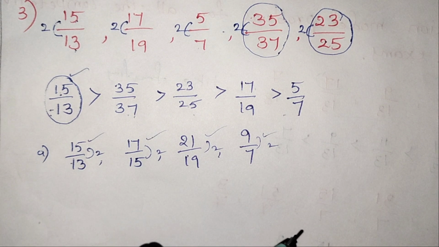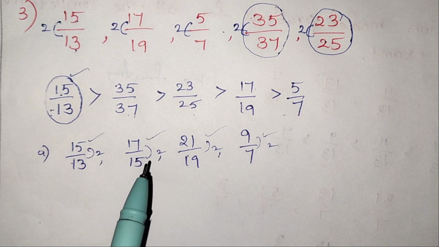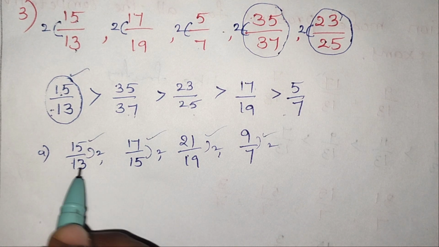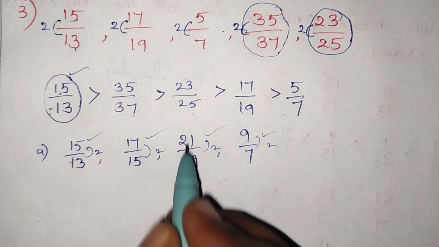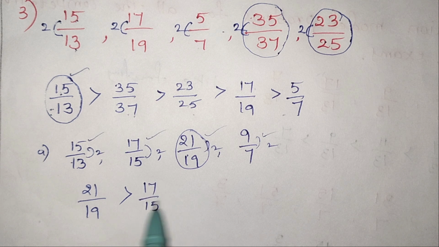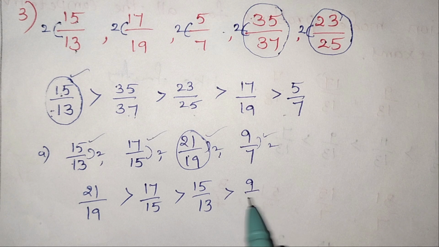See, when problems come, some of them proper and some of them improper. In that case only we need to write them in a careful manner. Here what is the greatest one? Greatest fraction, 21 by 19. Next 17 by 15. Next 15 by 13. Next 9 by 7.